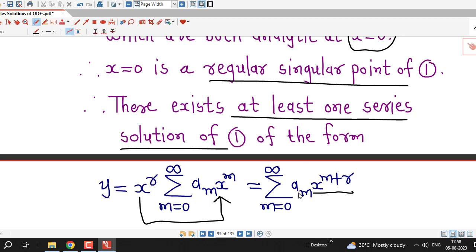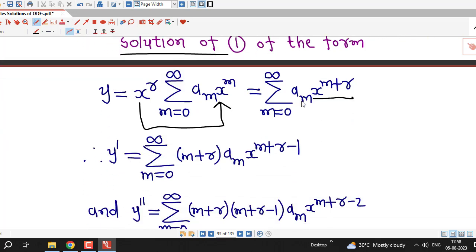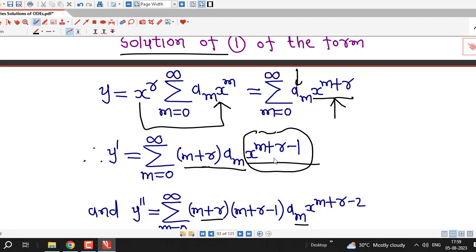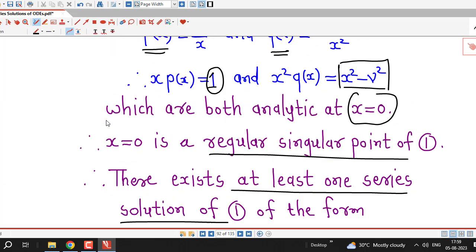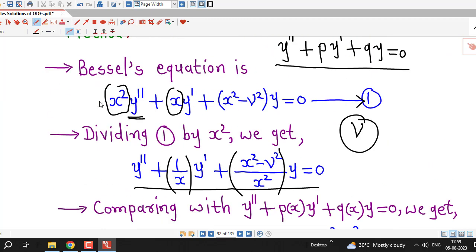Now as usual we have to find y dash and y double dash. So I have written y dash, taking the derivative of x raised to m plus r, as (m plus r) x raised to m plus r minus 1, a_m as it is. Then y double dash is the derivative of this: (m plus r) a_m, this (m plus r minus 1) times x raised to m plus r minus 1, that is x raised to m plus r minus 2. And we know that this y is a solution of the given equation, therefore it will satisfy equation number 1.